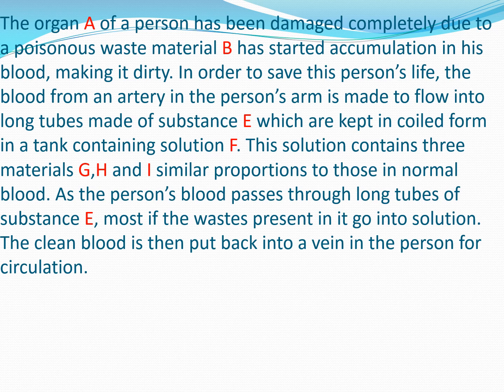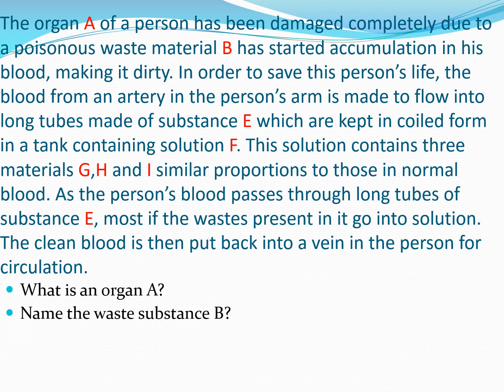Okay, so let us see the first question. What is organ A? Organ A is kidney. Next, name the waste substance B. Waste substance B is urea or nitrogenous waste substance. Next, what are E and F? E is cellophane paper, F dialyzing fluid.